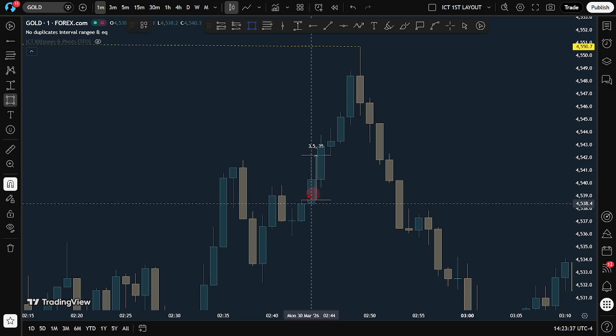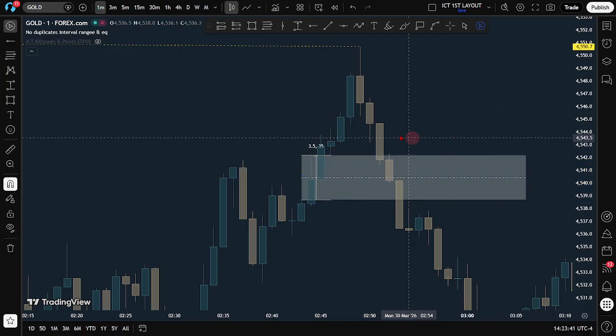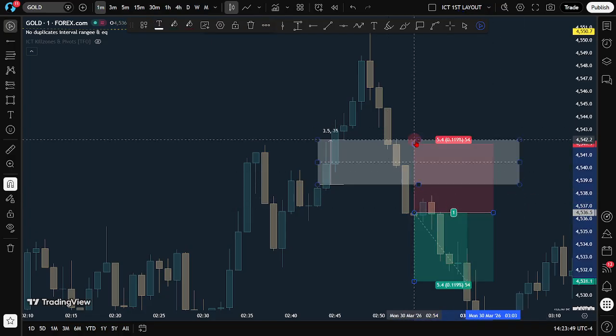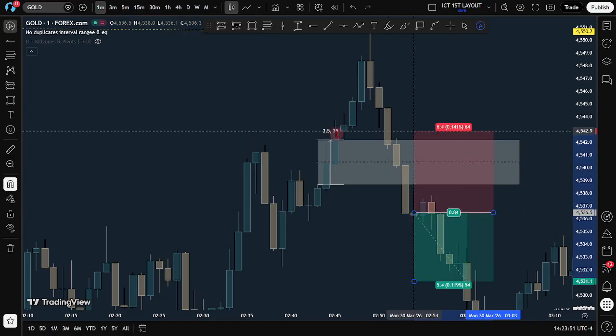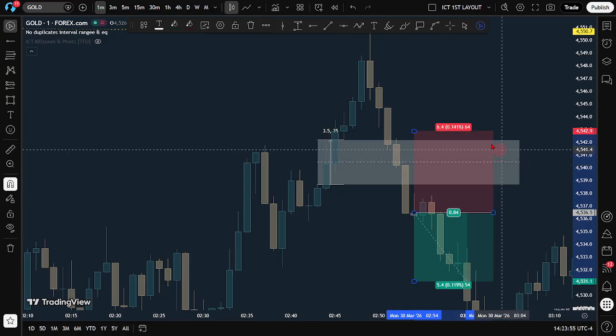So I joined these two fair value gaps together, and I waited for price to close below my inversion fair value gap. After closing, I entered on the next candle, and I placed my stop loss right above this candle here, which was around 64 pips. That's 6.4, sorry, a $6.4 move.